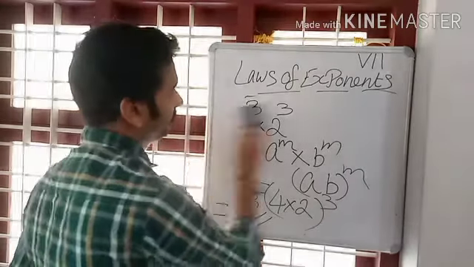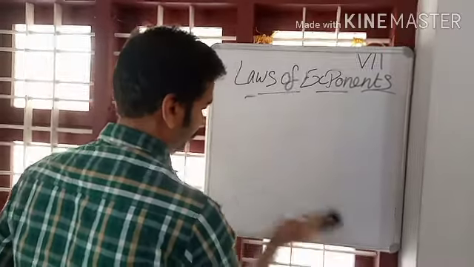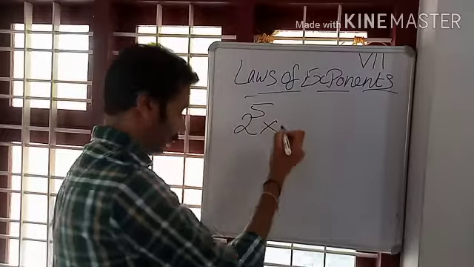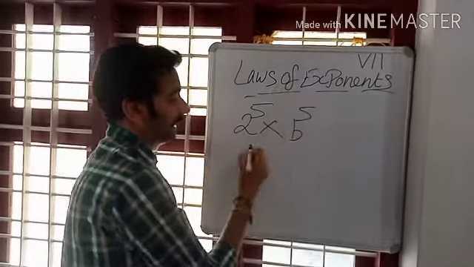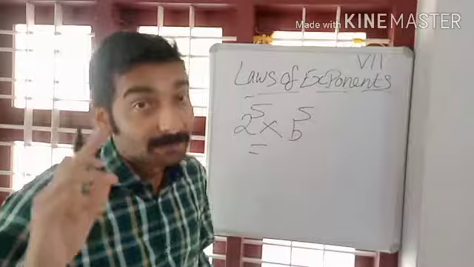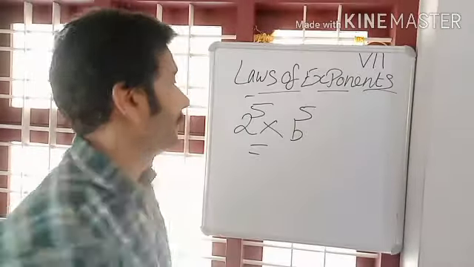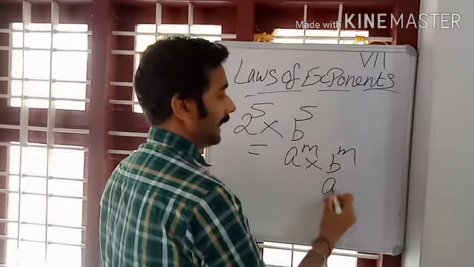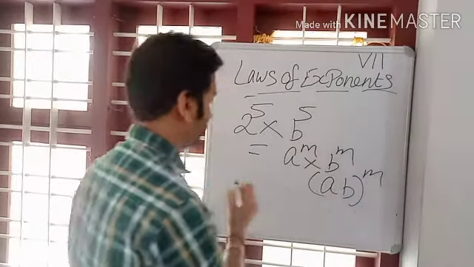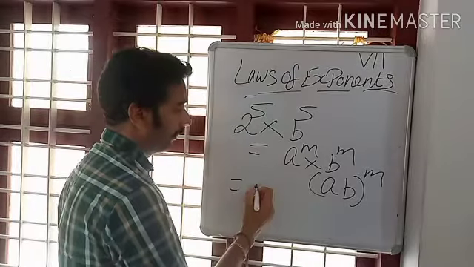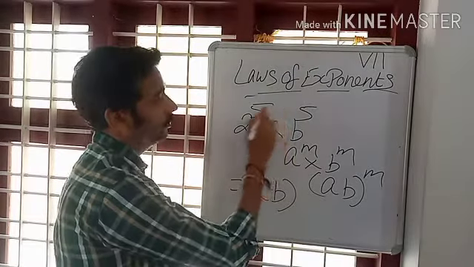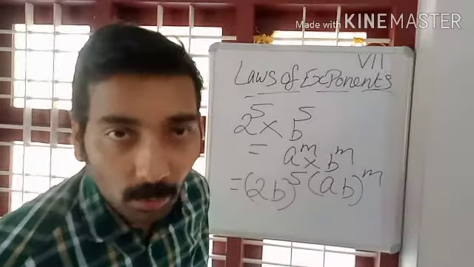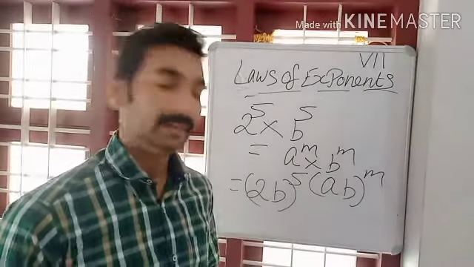Another example. 2 raised to 5 into b raised to 5. In case exponent is same, exponent is 5. That means a raised to m into b raised to m, ab all raised to m. That means 2 into b, 2b all raised to exponent, that is same, power is same, that is 2b all raised to 5. Clear? Okay.